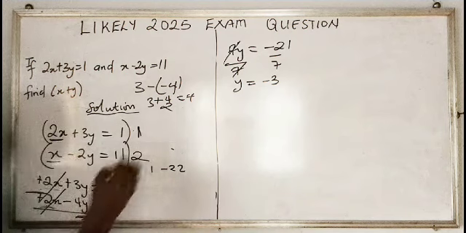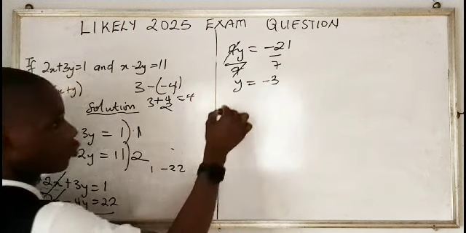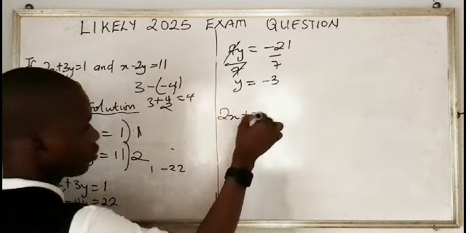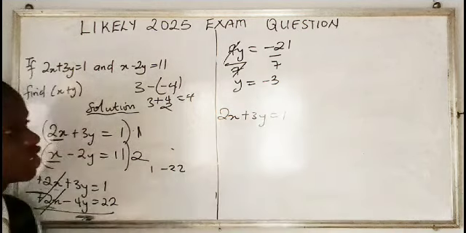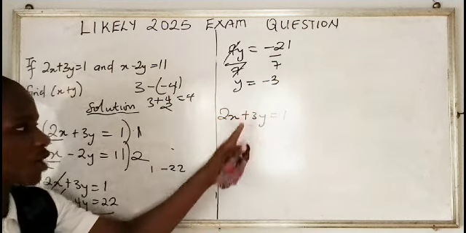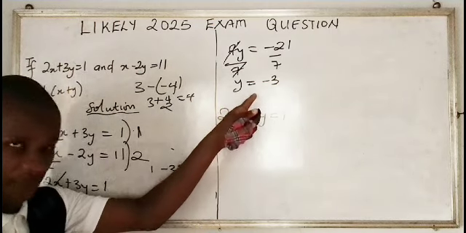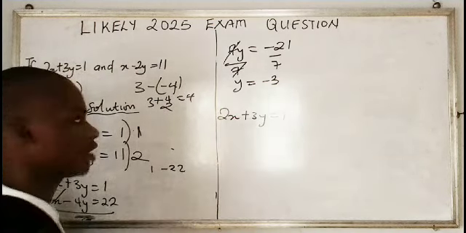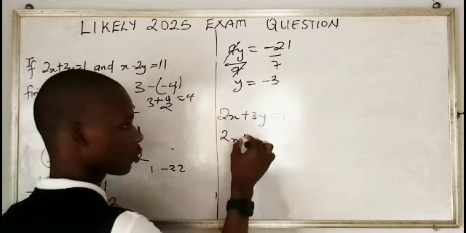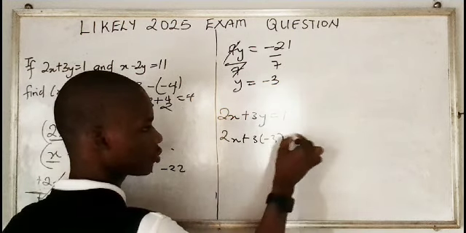Now let's bring it into any of the original equations given to us, equation 1 and equation 2. So let's use equation 1, which says 2x plus 3y is equal to 1. Now the reason we want to substitute the value of y into any of the equations is for us to get the value of x. So remember, we have gotten the value of y, so the value of x is also needed. So let's go now. 2x plus 3 bracket open minus 3 is equal to 1.